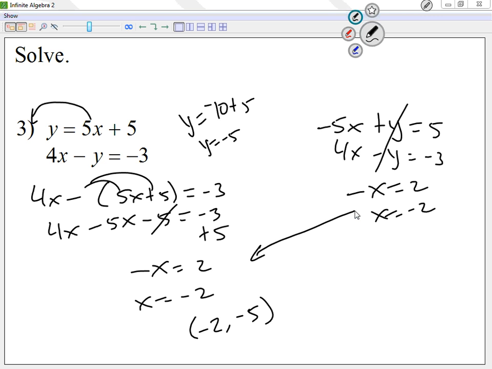How do you solve it? Graphing, substitution, or elimination, do whichever one you want. Even on your worksheet that you still have, even though it might say solve by substitution, if you want to do elimination, do whatever you want.